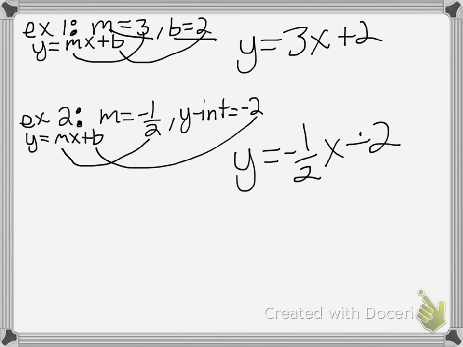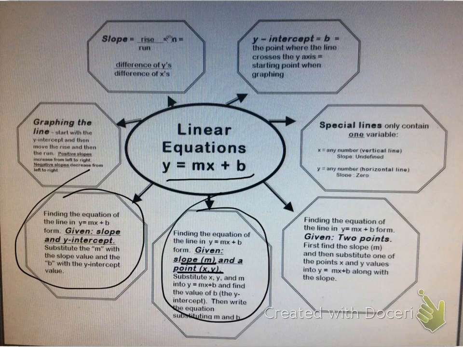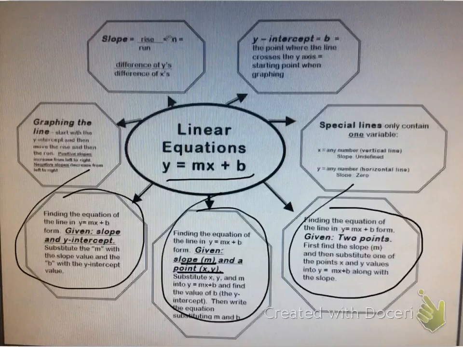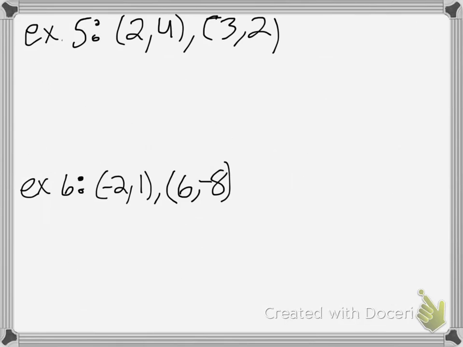Alright. The next one we're going to look at is finding the equation of a line in y equals mx plus b form given 2 points. First, find the slope m and then substitute one of the points' x and y values into y equals mx plus b along with the slope. So we're going to do some examples of that.